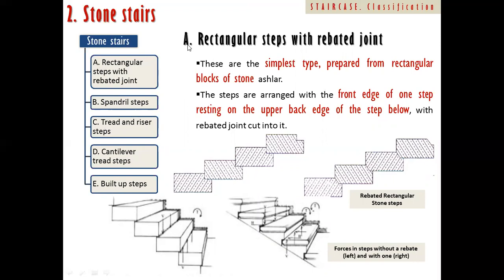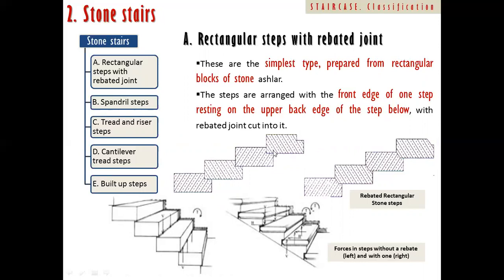Let's come to the first part, rectangular steps, with the repeated joint. These are the simplest type, prepared from a rectangular block of stone. The steps are arranged with the front edge of one step resting on the upper back edge of the step below.